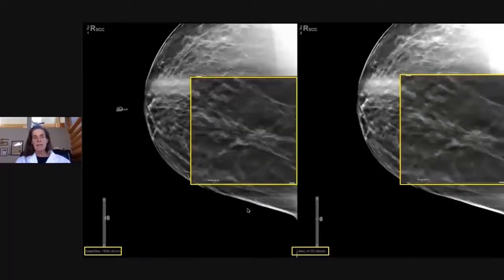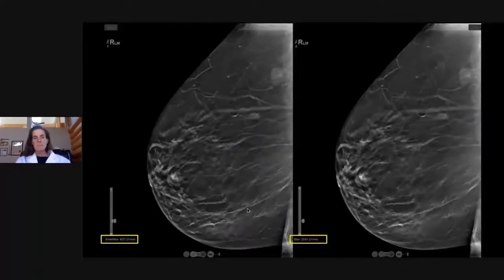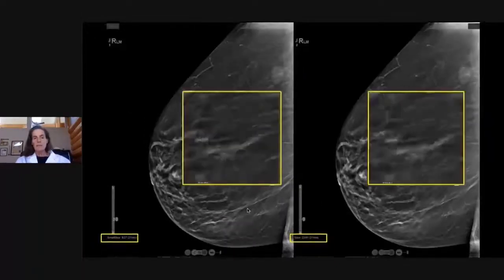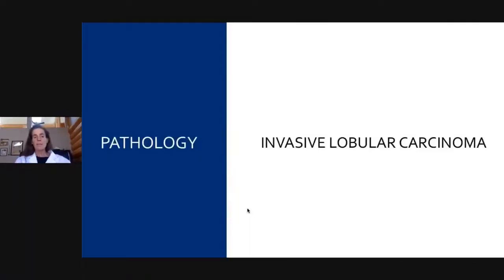And here is another projection of the same lesion. And here's the lateral projection, again, showing and highlighting, really being able to appreciate the mass and the margins. And that was an invasive lobular carcinoma.